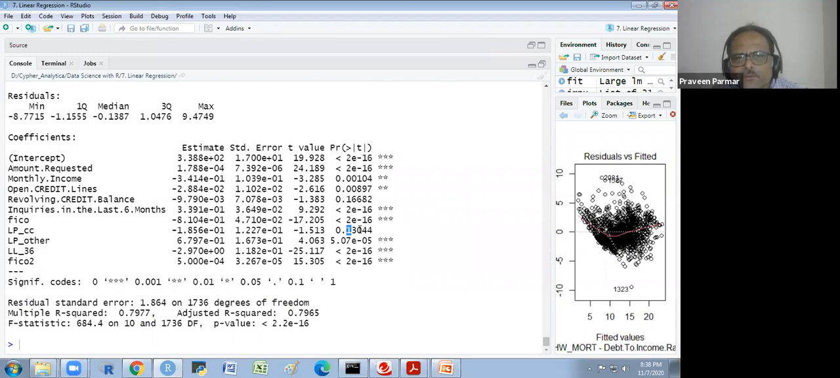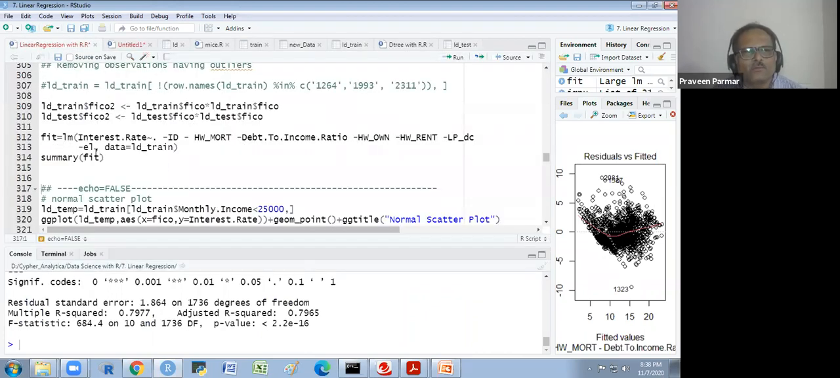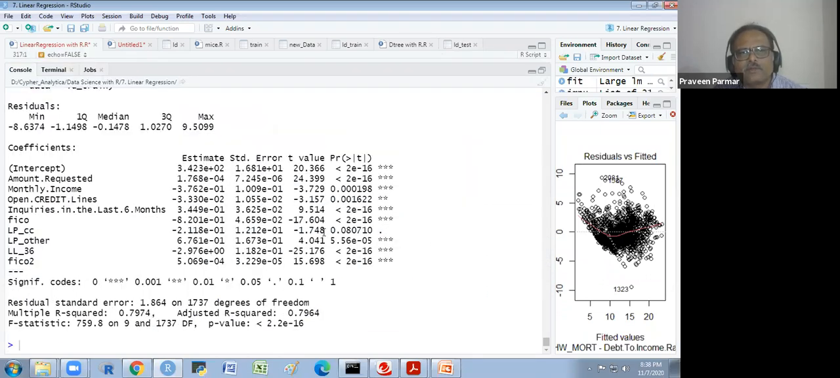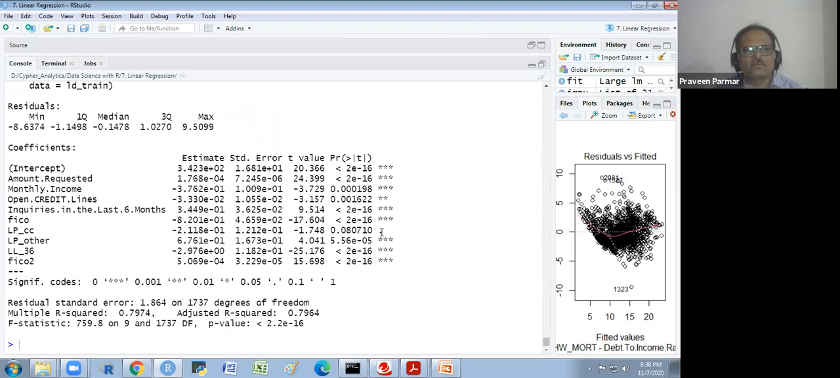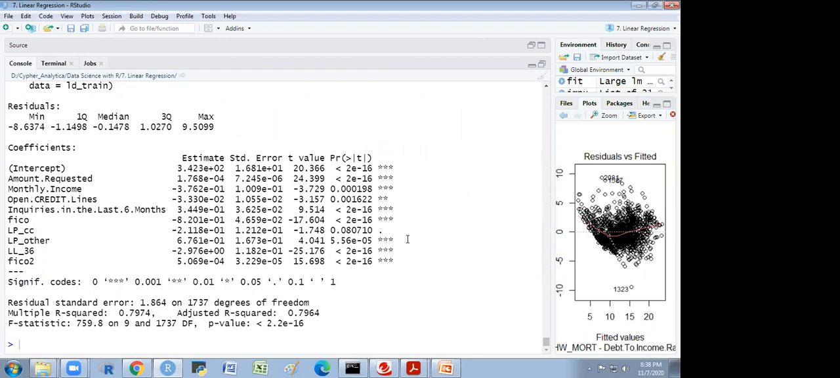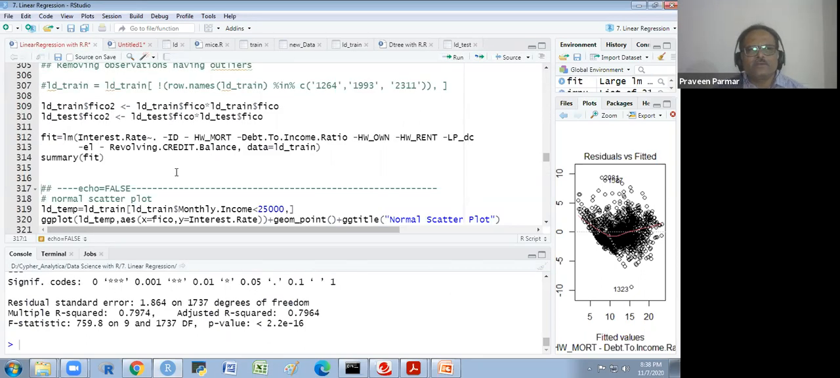So we see there are 213 and 16. So I will remove revolving credit balance. Okay, Control C. So I remove that revolving credit balance and I run this. We see what happens now. And the last one is dot. So I don't want to remove it. Correct? If you want, you could remove. If you don't want, it's on you. Okay, so this is our final model.